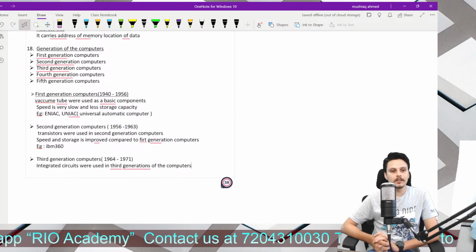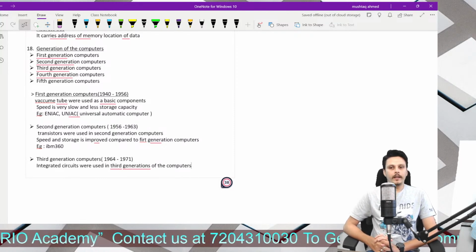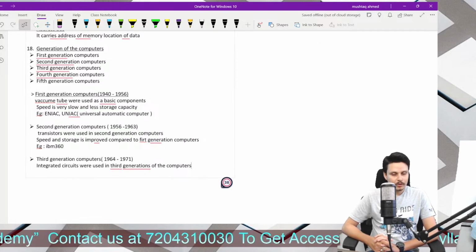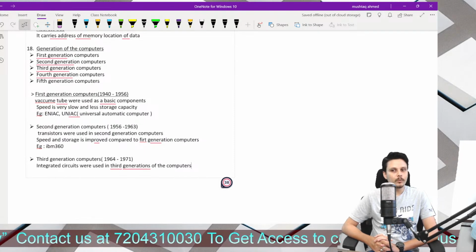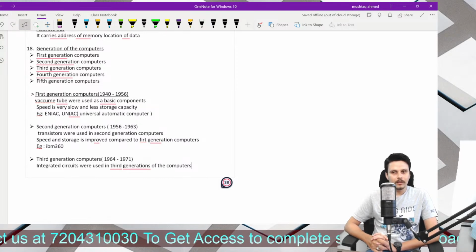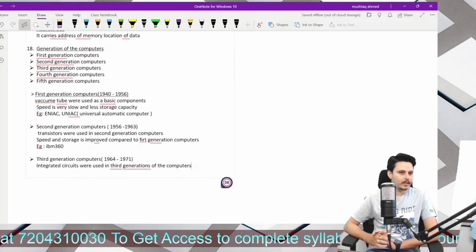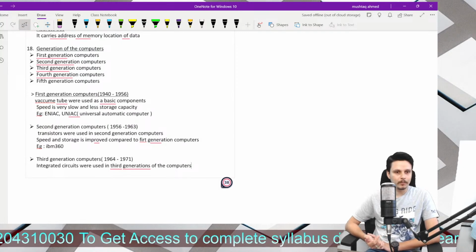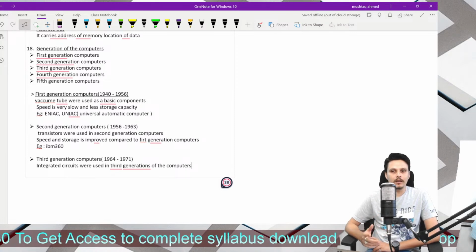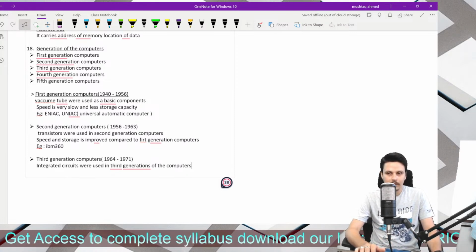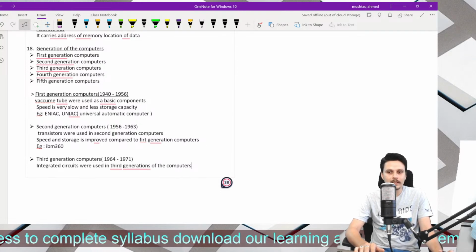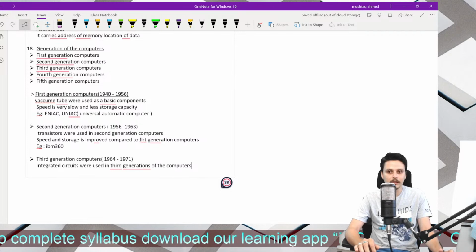They may reverse this question like, transistors were used in what type of generation of the computer? In which generation of the computer were transistors used? Options will be first generation, second, third, and fourth generation of the computer. So just keep it in mind. Just remember the components which are used in that particular generation.